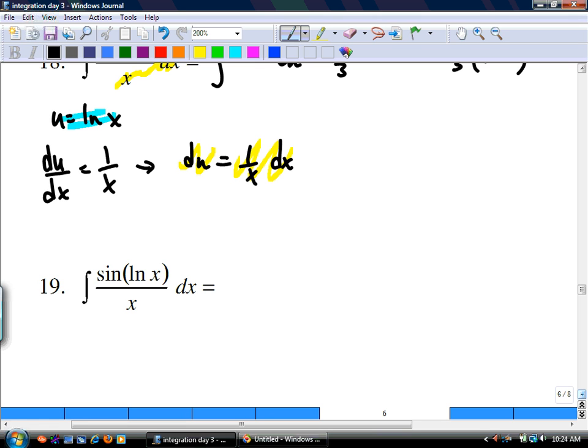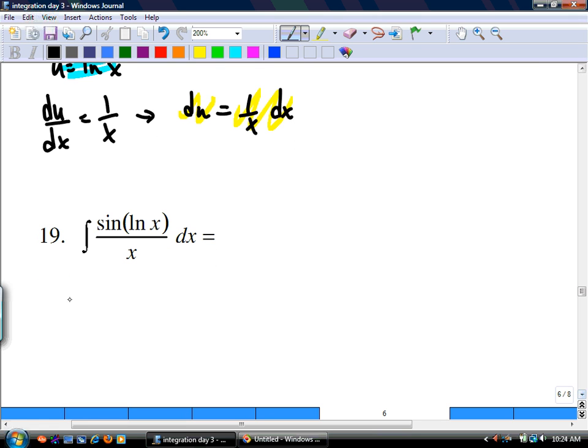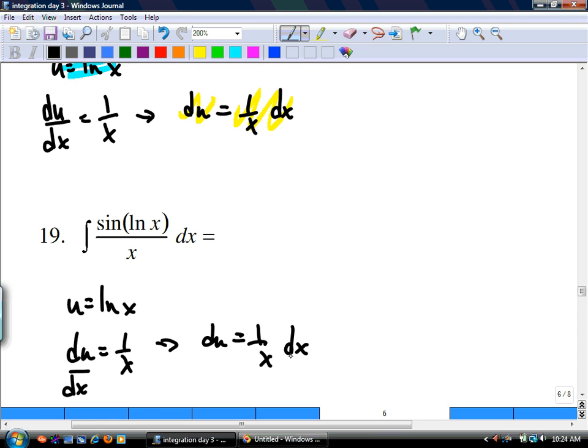Okay, what are you going to let u equal? Du equals 1 over x dx. So you jump from here to here, huh? That's fine. Yeah. So it becomes the antiderivative of sine u times du. Antiderivative of sine, negative cos.